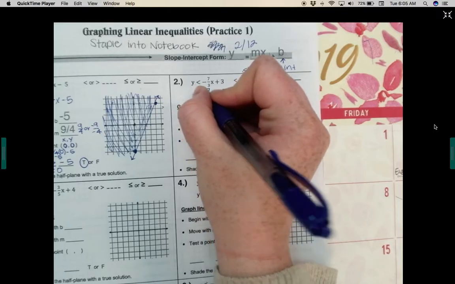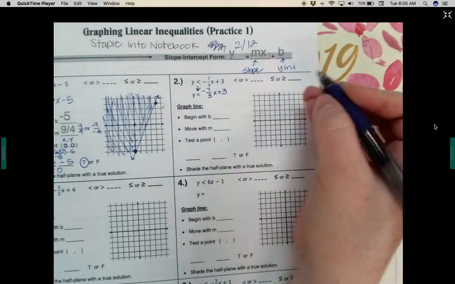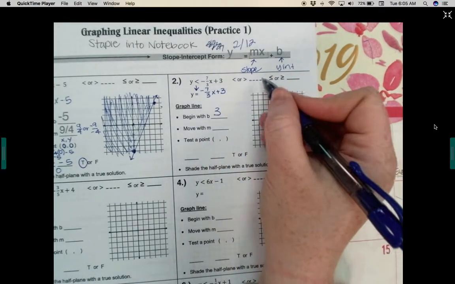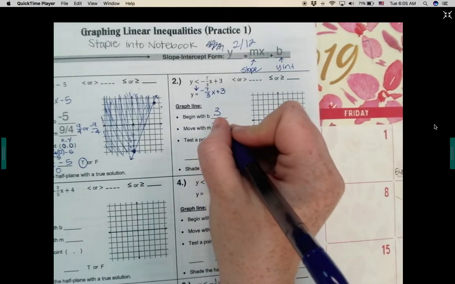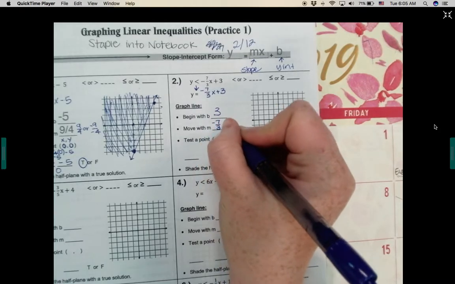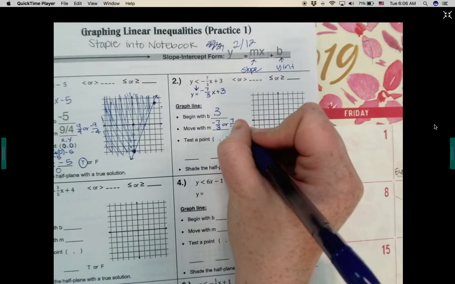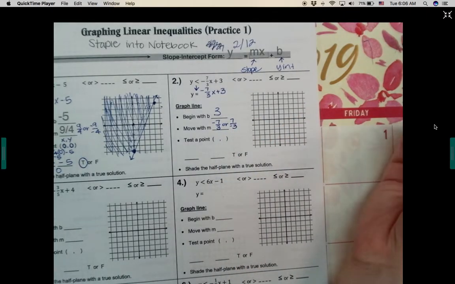So I just changed that to equals. B, or your y-intercept, is 3. M, or your slope, is negative 7/3. So I could write that as negative 7/3 or positive 7 over negative 3. And I'm going to graph that.